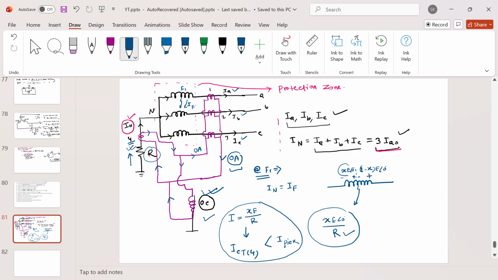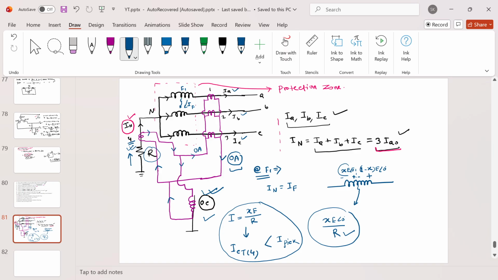It is a star connected alternator winding, so the same thing will happen with a star connected transformer also. In transformers, we prefer to have solid grounding, so in that case you can go with this protection up to nearly 100%.